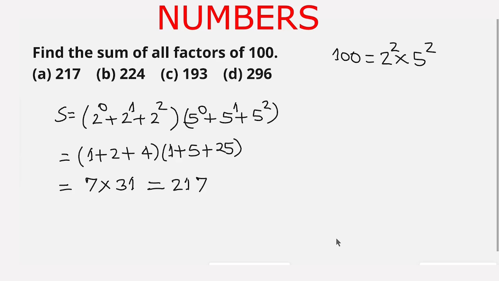Therefore, the sum of all factors of 100 is 217. And from the given options, our answer is option A, 217.